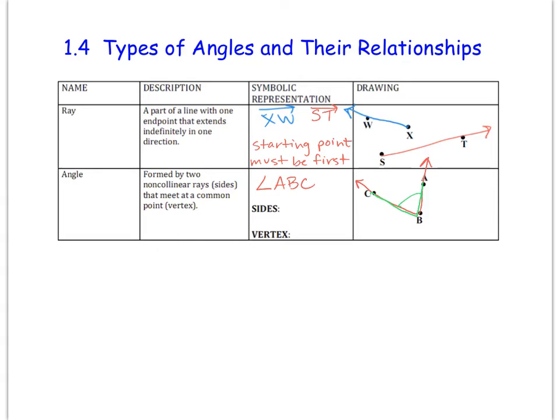Sometimes you'll also see a number in there, like a number 1 or a number 2. I could also call this angle 2. So for angle ABC, you can use three letters to name an angle, or you could use a number that's down in that corner of the angle. What are the sides of this angle? Well, one side is ray BA. This starts at B and goes out through A, and that's one of the sides of the angle. The other side of the angle is ray BC. It starts at B and goes off towards C. The vertex of the angle is like the corner. In this case, the vertex is B. It's where the corner of the angle is. That's called your vertex.